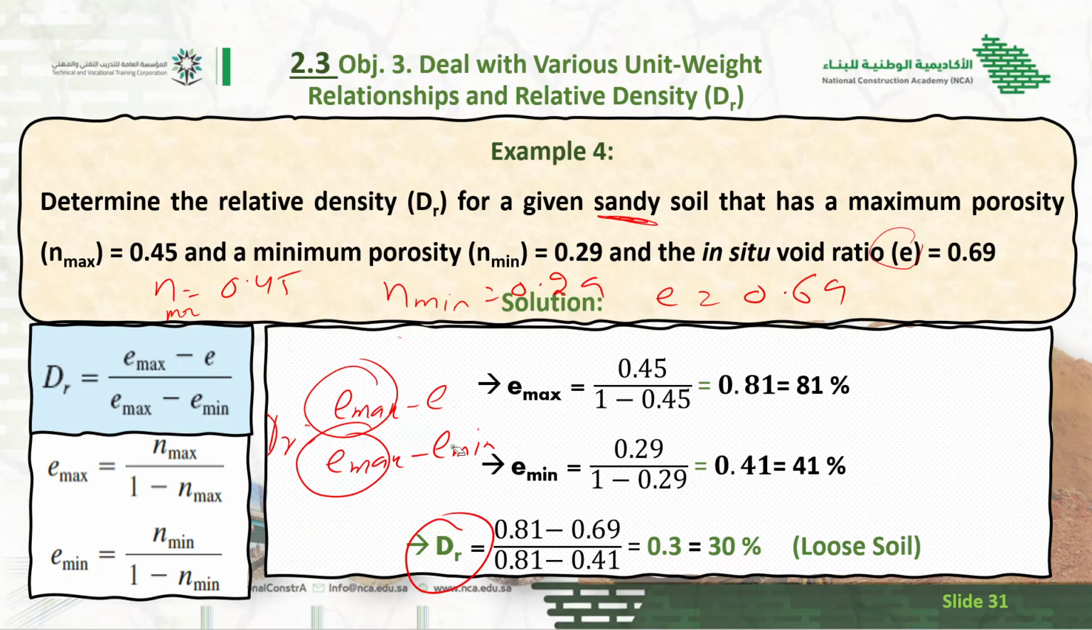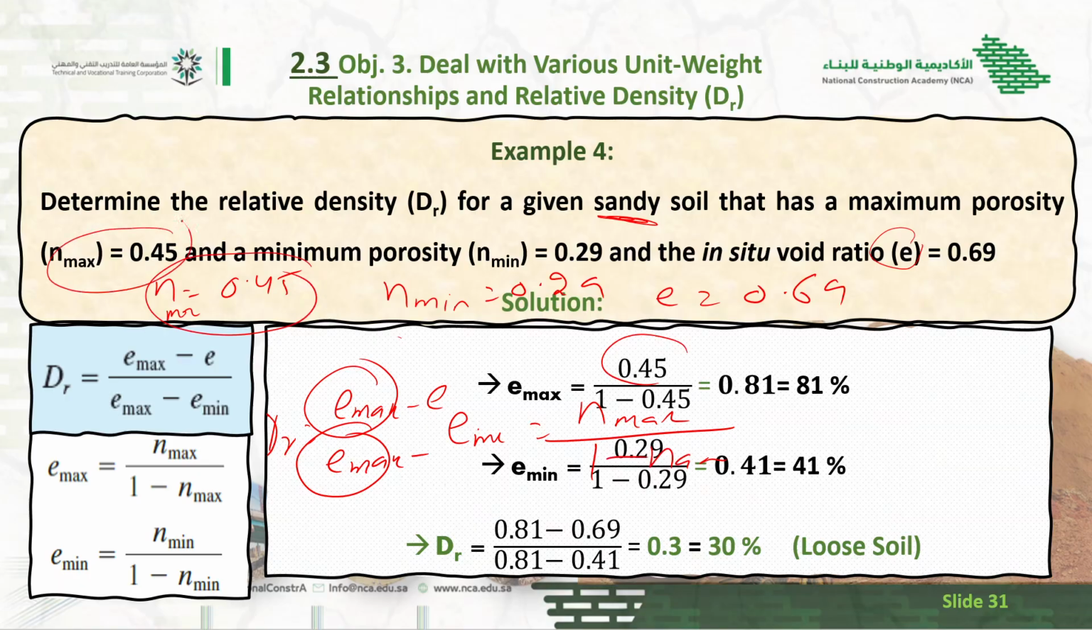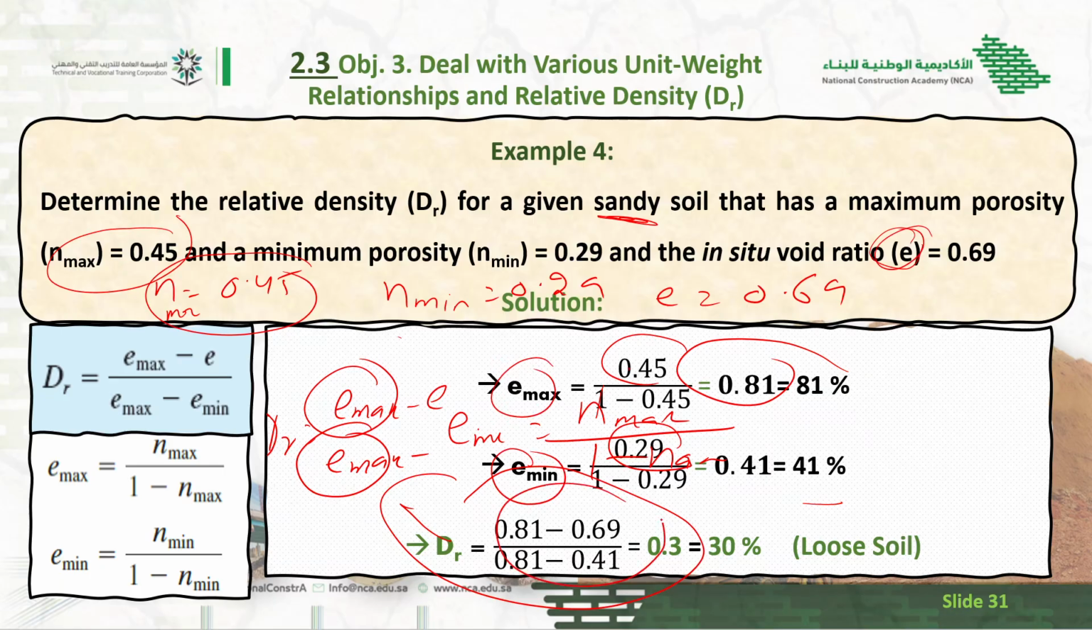So how can we calculate e maximum? We already have the formula: n maximum divided by 1 minus n maximum. What is the value of n maximum? n maximum is 0.45. So 0.45 divided by 1 minus 0.45. And e minimum is equal to n minimum divided by 1 minus n minimum. Just put in the values from the given data, so it is 0.41. Put the values in the Dr formula, since we have already calculated e maximum and e minimum, and e we already have. When you put all these values in the formula, it will give you 0.3.